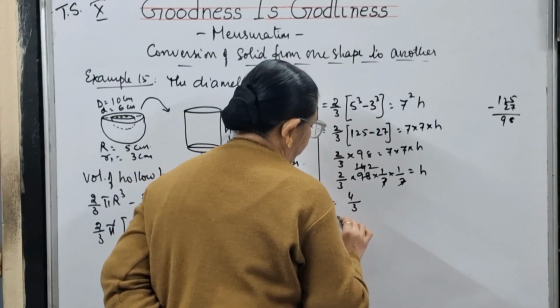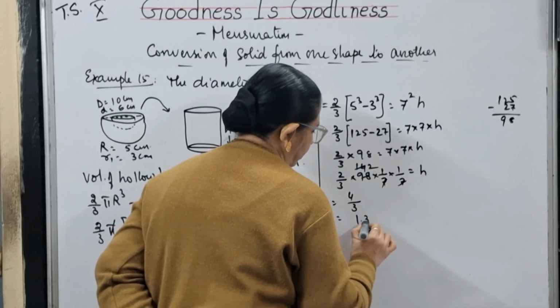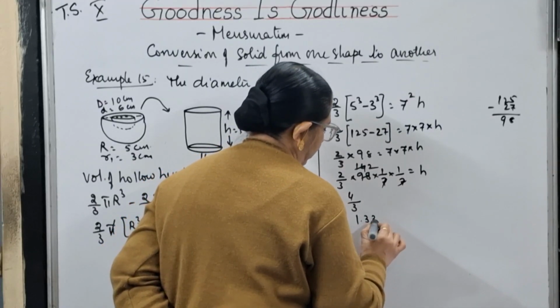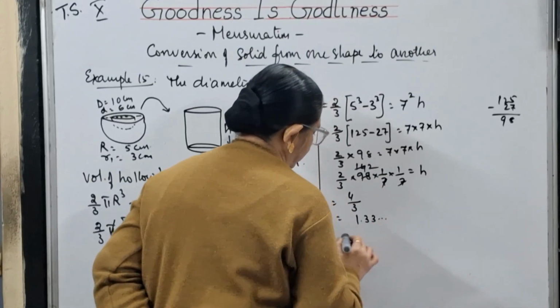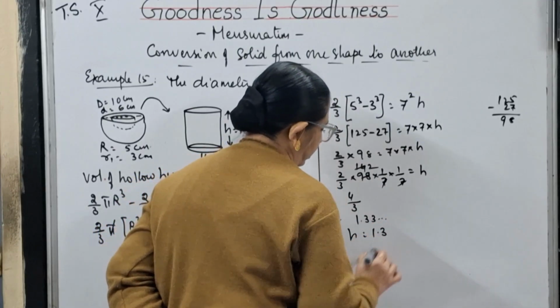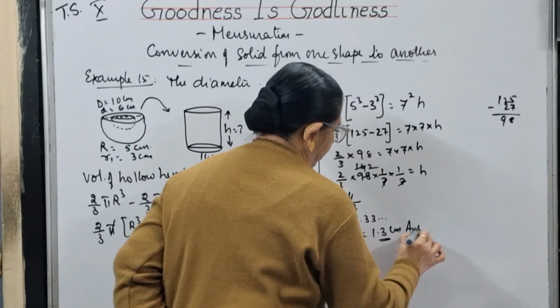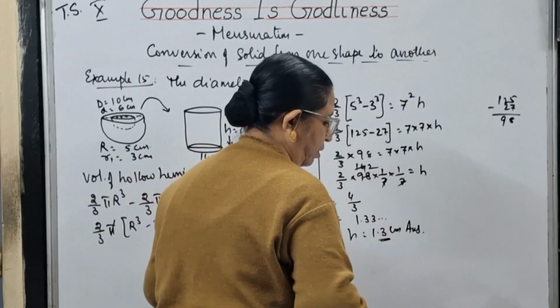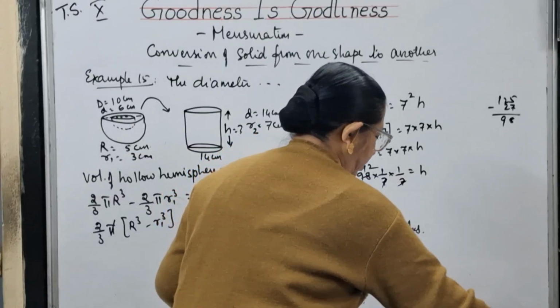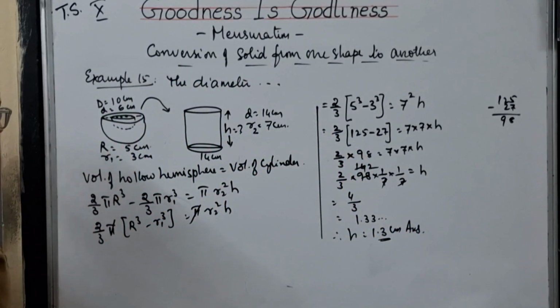4 by 3 means how much, children? 3 ones are 3, 3 threes are 9, and it goes on like this. Therefore, H is equal to 1.3 centimeters is the answer. The height of the cylinder is 1.3 centimeters. This is the answer, children. Please note it down. Once again, I'll explain to you.